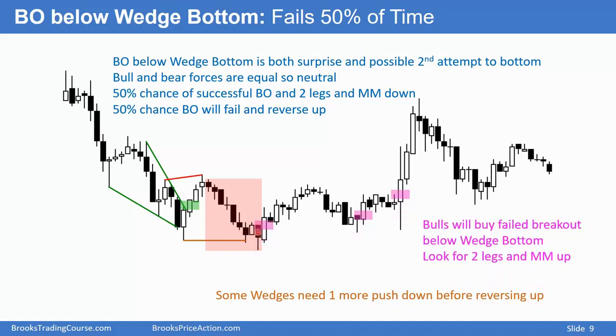Bulls will buy reversals up. They'll buy here, failed breakout below the wedge, and a micro double bottom. They'll buy above that bull bar and get filled here, or the higher low major trend reversal, or a breakout here. We're trying to break out. We got a small bull flag, 2 legs down, 1 and then 2. Bulls will buy above that bar or above this bar, and they got a good breakout.